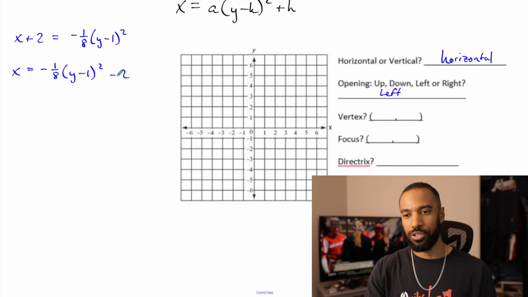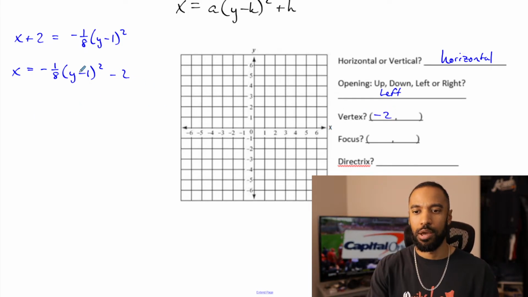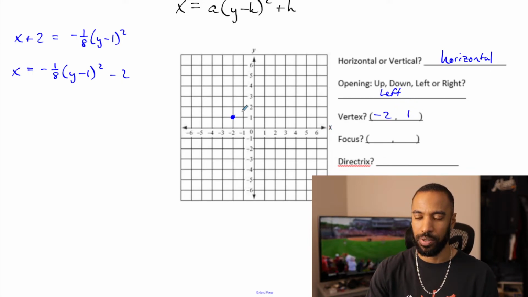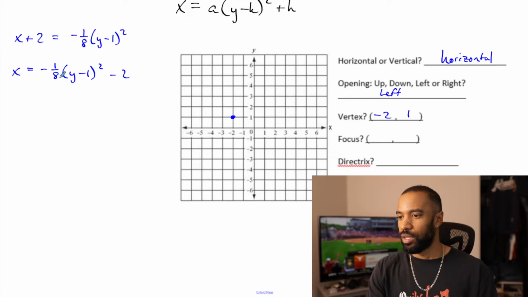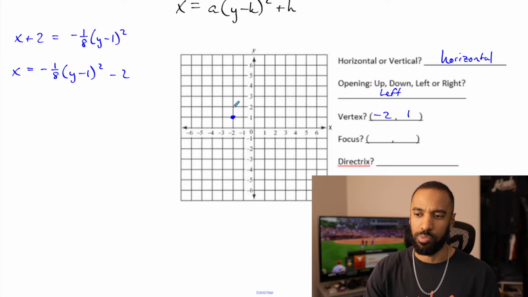Your vertex, here's your h, here's your k. Remember, it's plus h, so the vertex is -2. Minus k, so that's a 1. We've seen a lot of -2, 1s in the past. Here's going to be another one. The axis of, well, and it's going to open up this way. So let's go and draw the same thing as before.